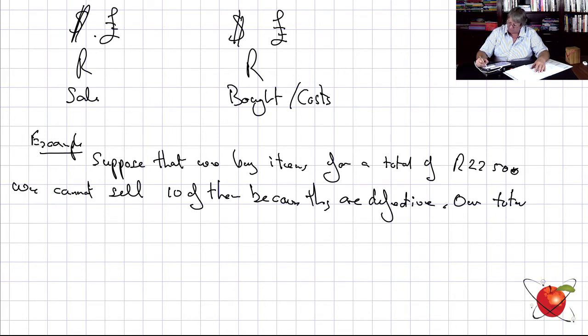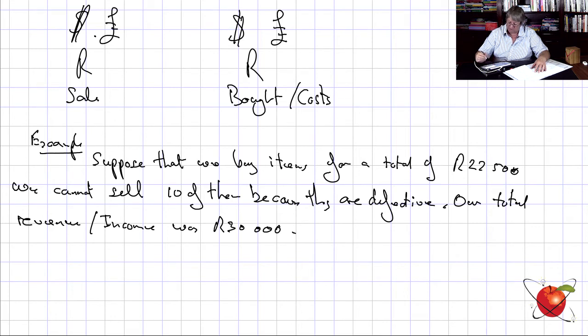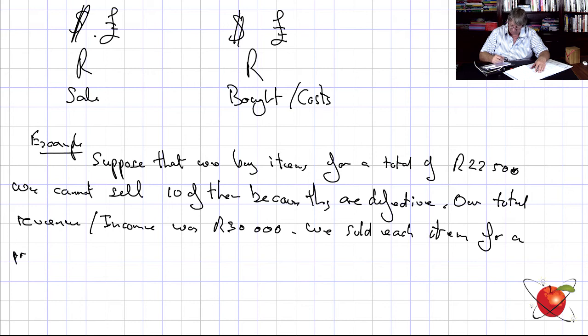Then they say to us, our total revenue. Whoa. What happens when I speed up is my writing gets messy. So our total revenue or income was 30,000. Okay. And we sold each item for a profit of 50.